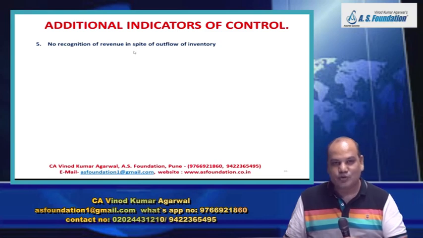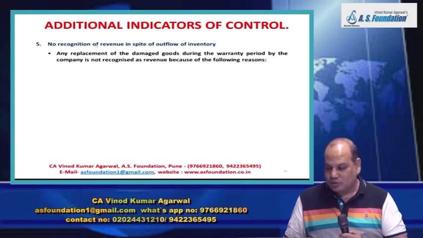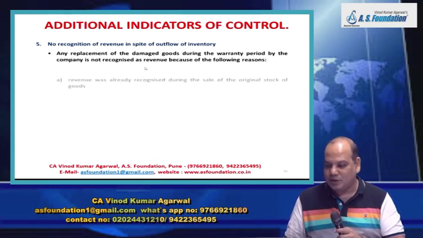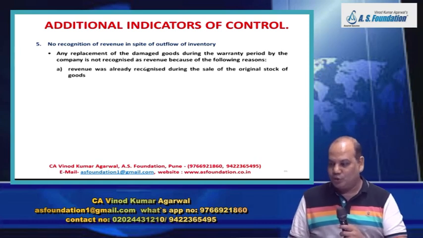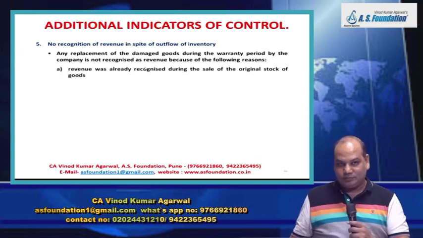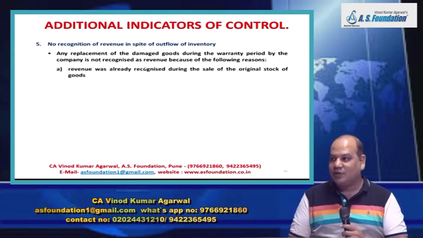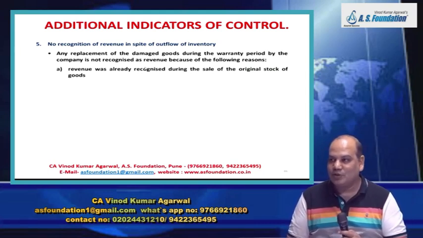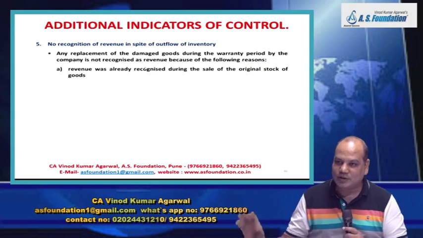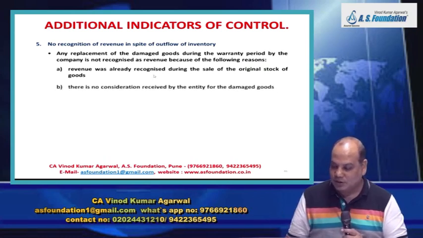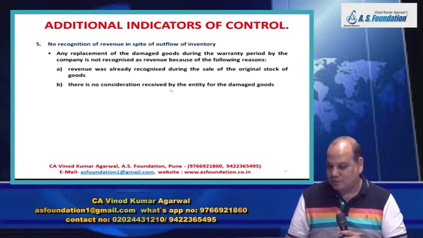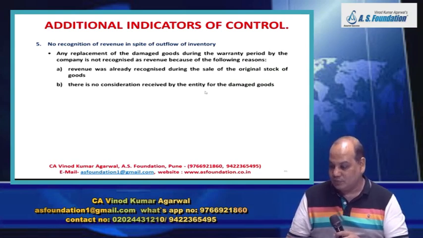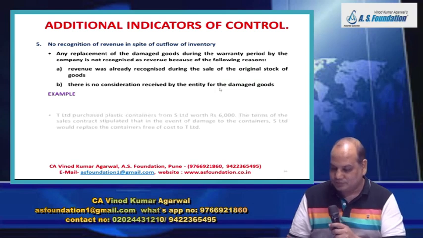Fifth situation when you should not recognize revenue, when there is no revenue in spite of outflow of inventory. For example, replacement of goods during warranty period is not recognized as a revenue for 2 reasons. One, revenue was already recognized, and secondly, you have not received or will receive any consideration for the replacement of the damaged goods.